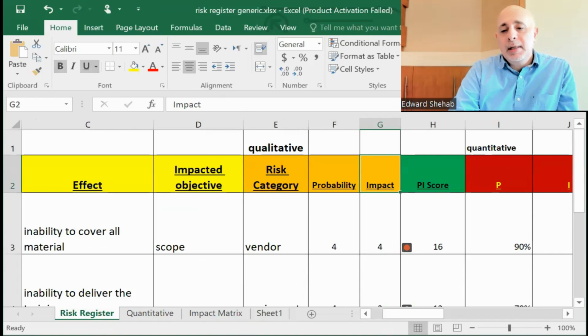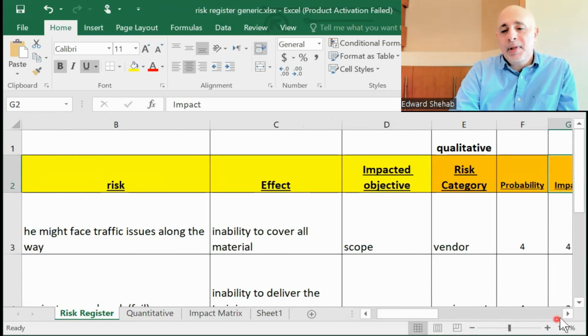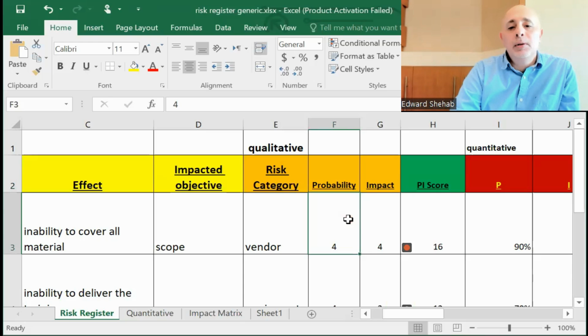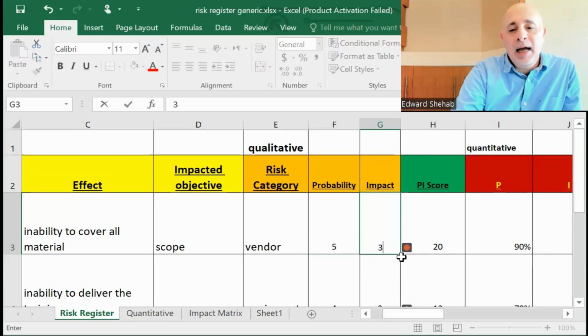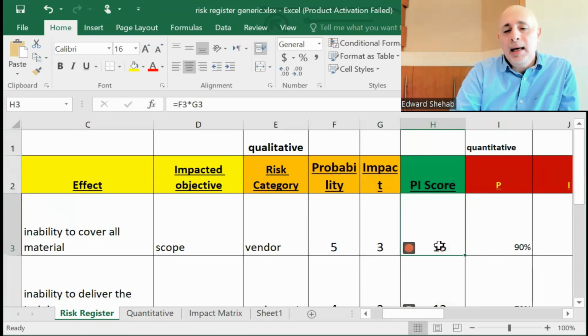A lot of times people have a quick answer for certain things, so they'll easily tell you that they feel the probability of something happening is really high, and in that case, you'll put a 5. So if that's a 5 probability and they think the impact is average, then that's a 3 impact. What you'll see is that the probability impact score now shows as 15 and it's red.